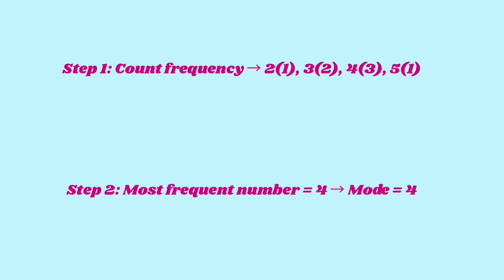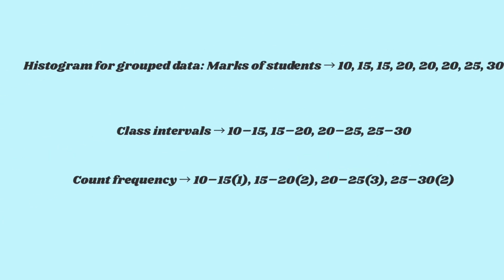Now what is step 1? Count the frequency. 2 is coming 1 time, 3 is coming 2 times, 4 is coming 3 times, and 5 is coming 1 time. So step 2: the most frequent number is 4, because it is coming how many times? 3 times. So the mode is 4.